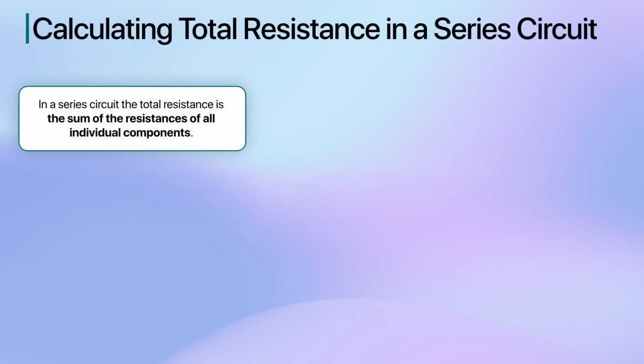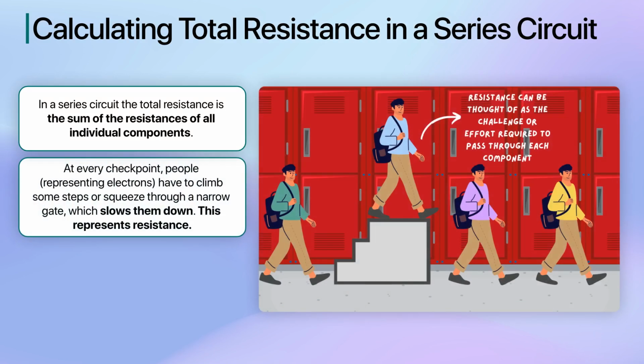In a series circuit, the total resistance is simply the sum of the resistances of all individual components. Returning to our hallway analogy, where each checkpoint represents a component in the circuit, think of resistance as the challenge or effort required to pass through each checkpoint. At every checkpoint, people, representing electrons, have to climb some steps or squeeze through a narrow gate, which slows them down. These steps or narrow gates symbolize the resistance in each component.